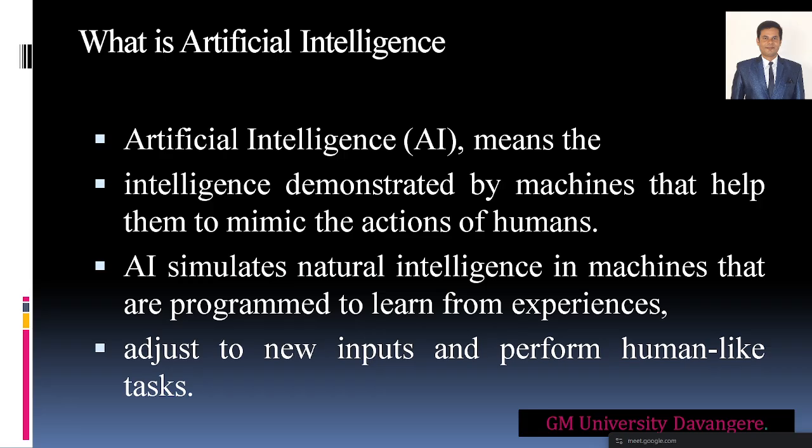So machine learning is a part of artificial intelligence. Artificial intelligence is just like a set. It will try to demonstrate by machines that helps to mimic the actions of humans, how human beings act. Based on that, it will try to act just like human beings, learning from experience. So AI will try to learn from its experience. As you give new input data, it will try to understand, analyze, and perform the tasks of humans.